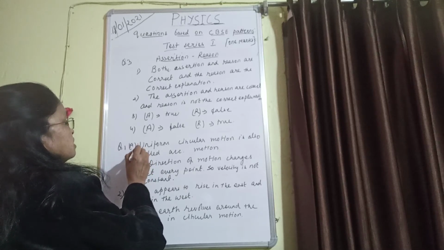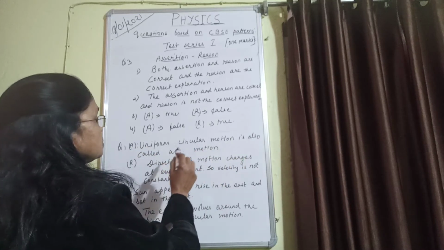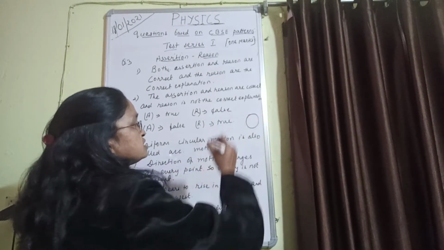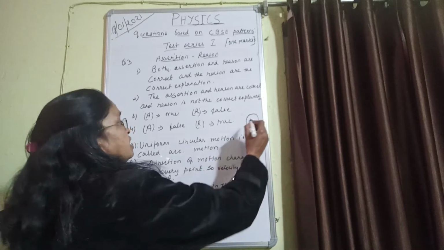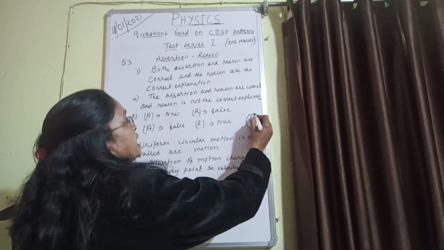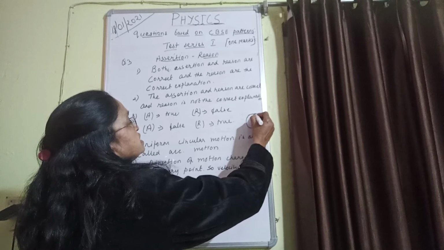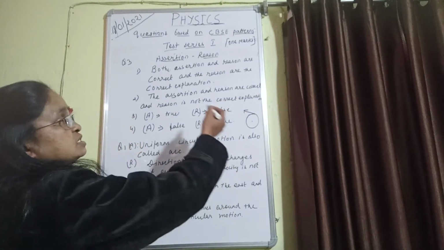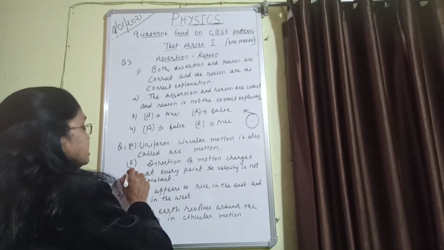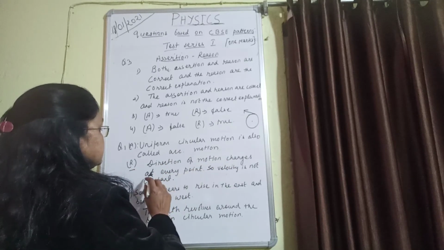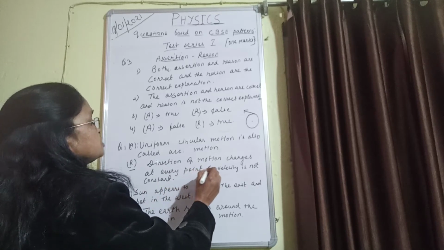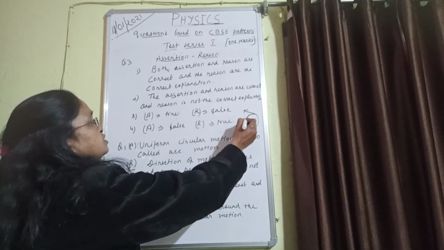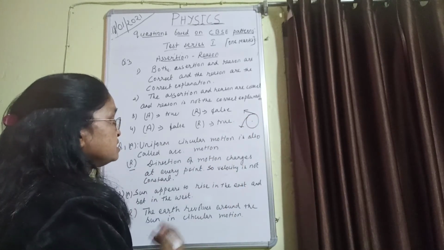Assertion: uniform circular motion is also called accelerated motion. Yes, uniform circular motion is also called accelerated motion. Why? If you stop at any point, you will find that the velocity is along the tangent, which is its direction. The reason given is: direction of motion changes at every point. So velocity is not constant, as at every point you take the tangent, the direction changes.